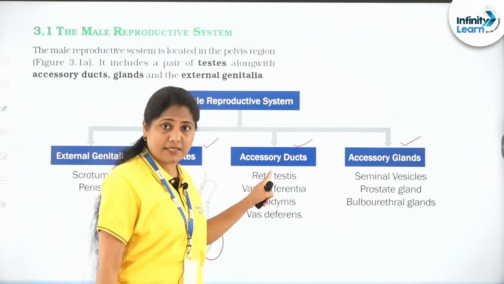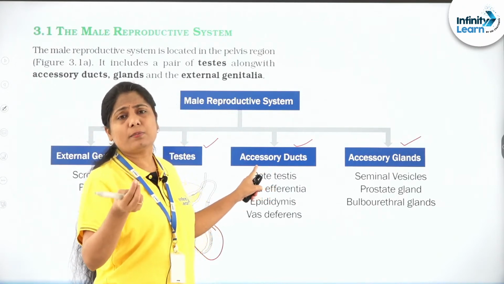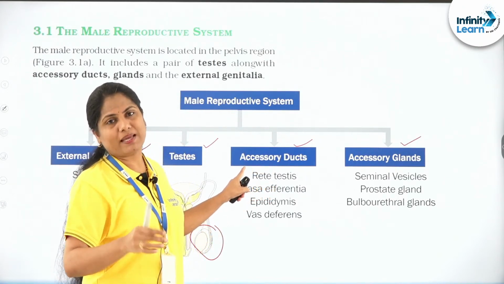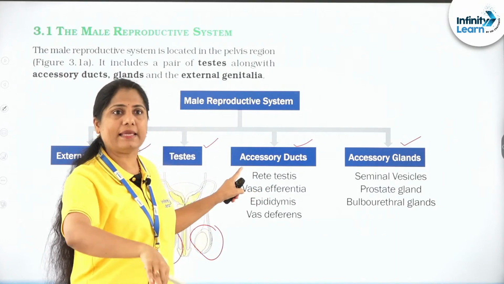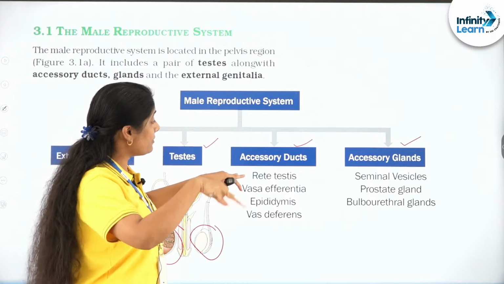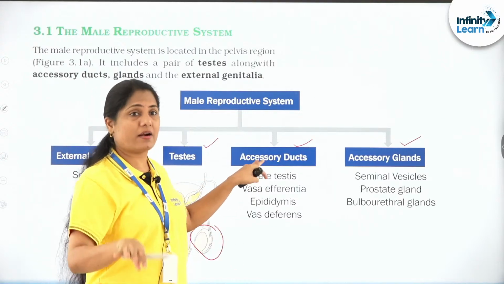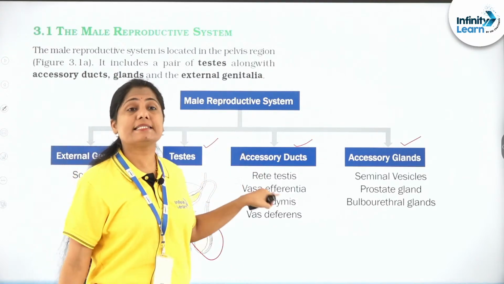There are accessory ducts, which are basically nothing but tubes that carry the sperm, a network of tubes arranged so that they can carry the sperm. These are what are referred to as the accessory ducts.